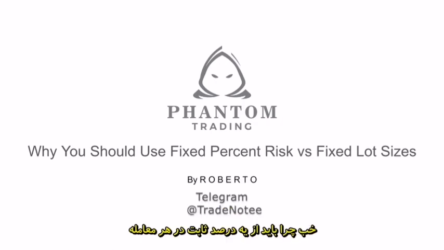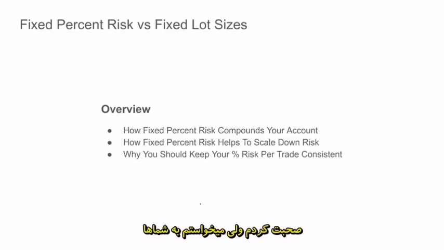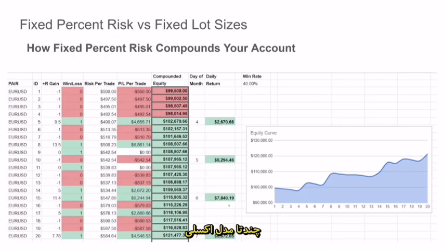So why should we use fixed percent risk per trade versus fixed lot sizes? I feel like I covered this pretty well in the last video, but I wanted to show you guys a couple of Excel models that I put together just so you can visualize it a little bit better and really understand the math that's going on behind the scenes, right?